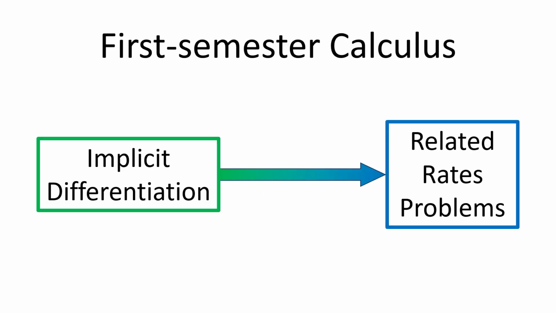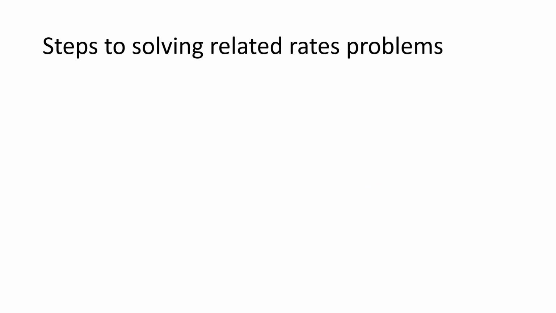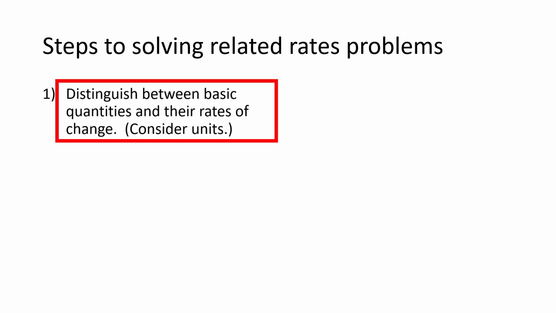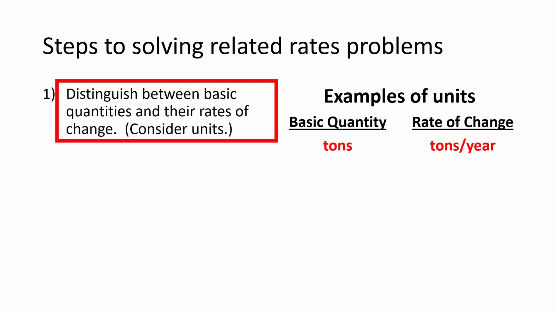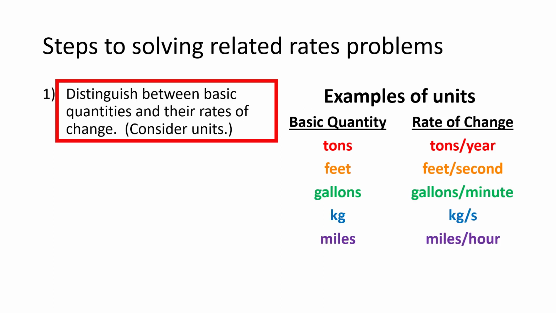In this video, we will learn how to solve the related rates problems that usually follow implicit differentiation in a first semester calculus course. To solve a problem involving related rates, it is important to distinguish between the basic quantities and their rates of change. It may help to consider the units. Whatever units the basic quantity has, the rate of change of that quantity will have those units divided by a time unit, such as seconds or minutes.